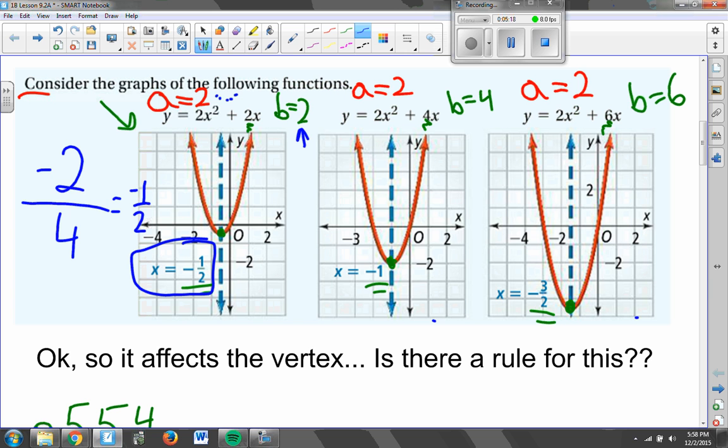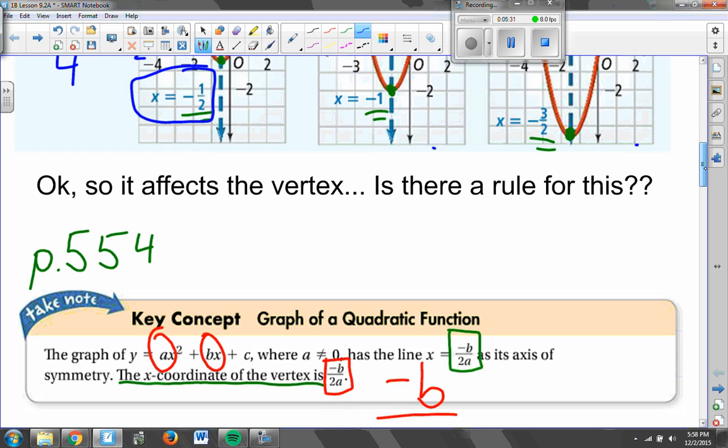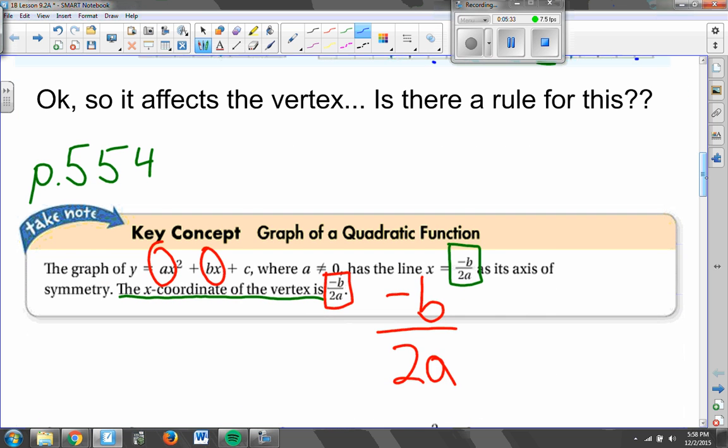If you take the negative of the b value and divide it by 2 times the a value, that's the x value of your vertex. So negative b over 2a. I'll put that back up. Please write that in your notes. That's one of the things I'll be looking for tomorrow. Negative b over 2a is the x-coordinate of the vertex.